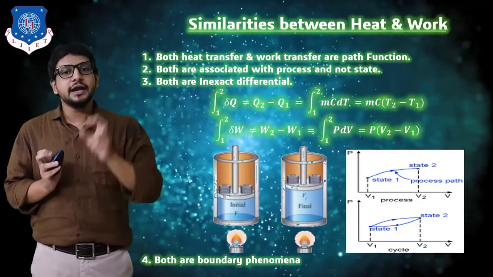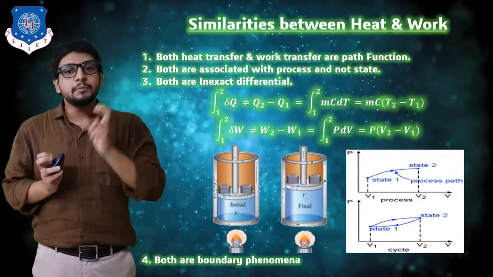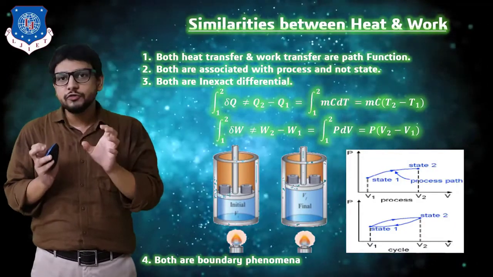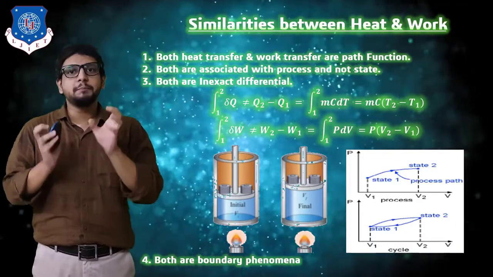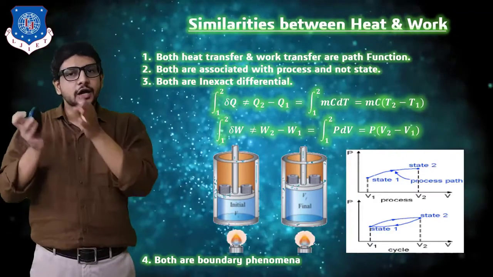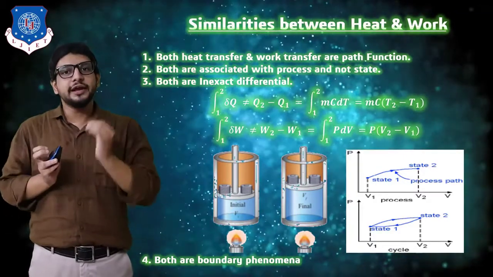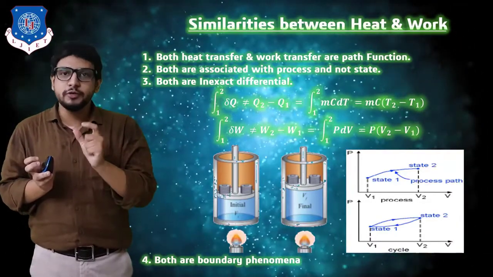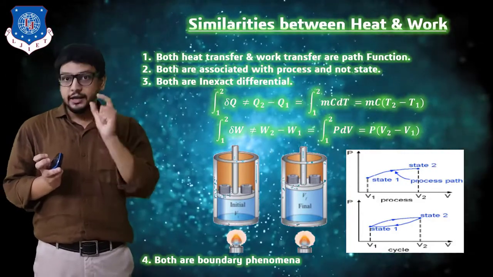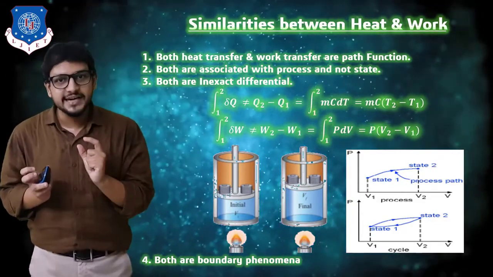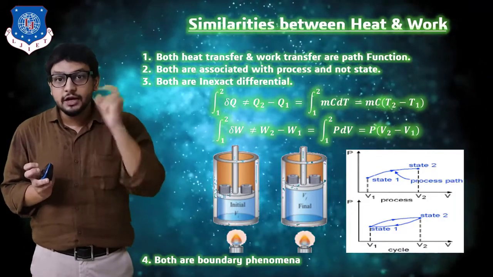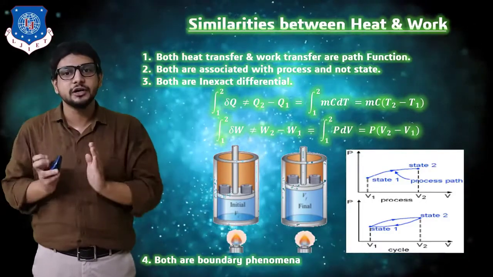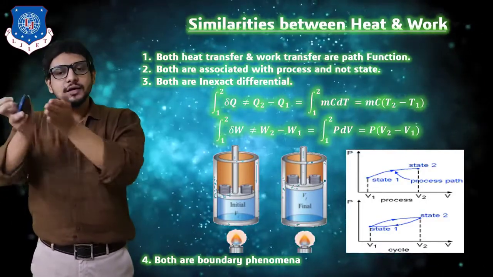Similarly, work transfer does not depend on a state, so we cannot write that the integration from state 1 to state 2 of del W is equal to W2 minus W1. So how can we write it? We know the formula of work transfer: W is equal to P dV, that is, pressure times change in volume. So I have written it as the integration from state 1 to state 2 of P dV, where dV is a change in volume. Volume is a state function. At state 2 we have volume V2, at state 1 we have volume V1. So we can determine the total work done by a system using this formula. I have finally written the answer as P (V2 minus V1).